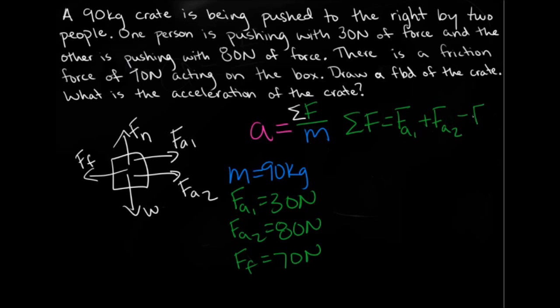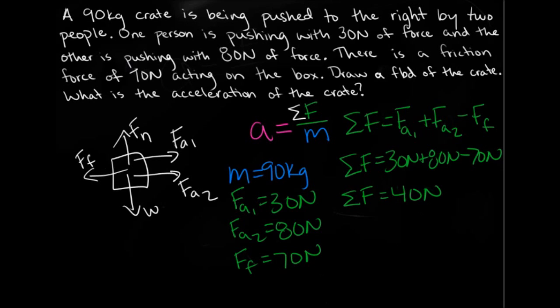minus the friction force. So these two forces right here, they're going in the same direction, so we're going to add them. However, friction is going in the opposite direction, so we're going to subtract it. So now the sum of my forces is equal to 30 newtons plus 80 newtons minus 70 newtons. The sum of my forces equals 40 newtons.